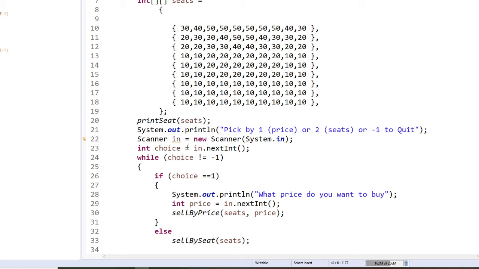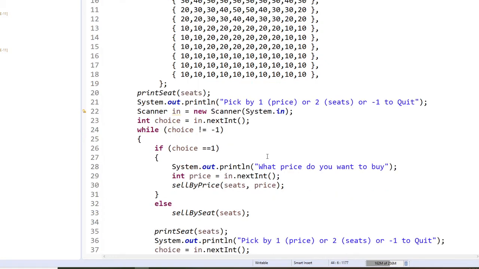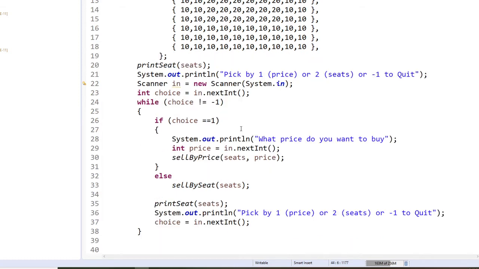I have a scanner right here, and the next number I read is my choice. As long as my choice is not equal to negative one, I keep going; otherwise I stop the program. If the choice is one, I ask you for the price, because you are purchasing by price, and our price is an integer, so I sell by price. There are only two options, so else I sell by seats, passing my 2D integer array into it.